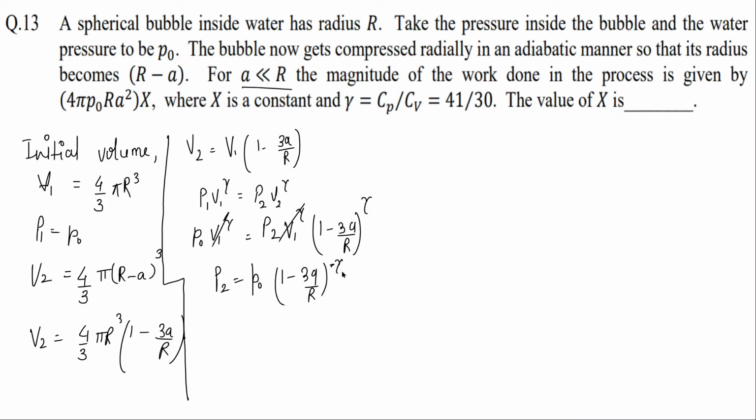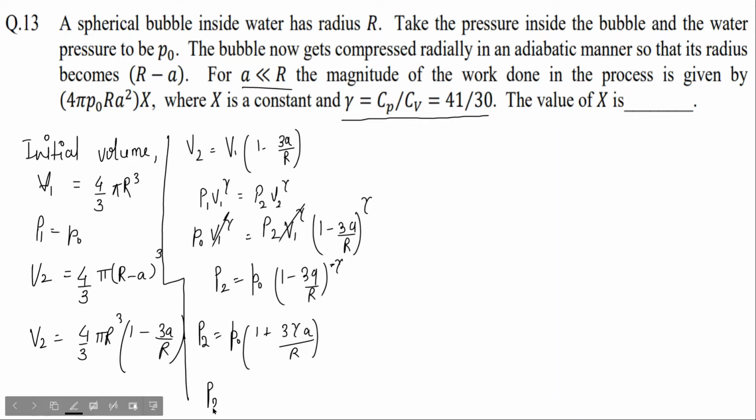Now again we'll use the binomial approximation, and I will get P2 as P naught times 1 plus 3 gamma a by r. This minus gamma comes inside, and we have gamma as 41 by 30. So I'm going to replace it with this: P2 is equal to P naught into 1 plus 41a by 10r.